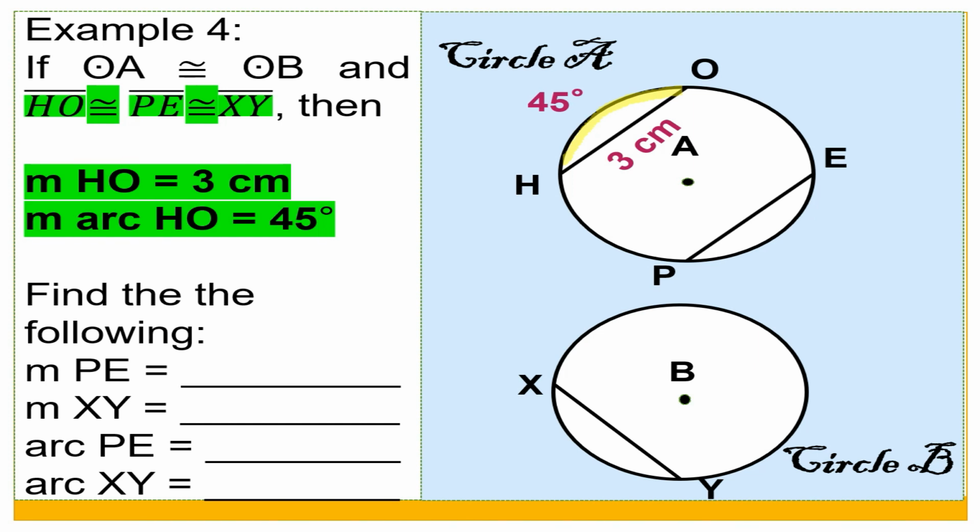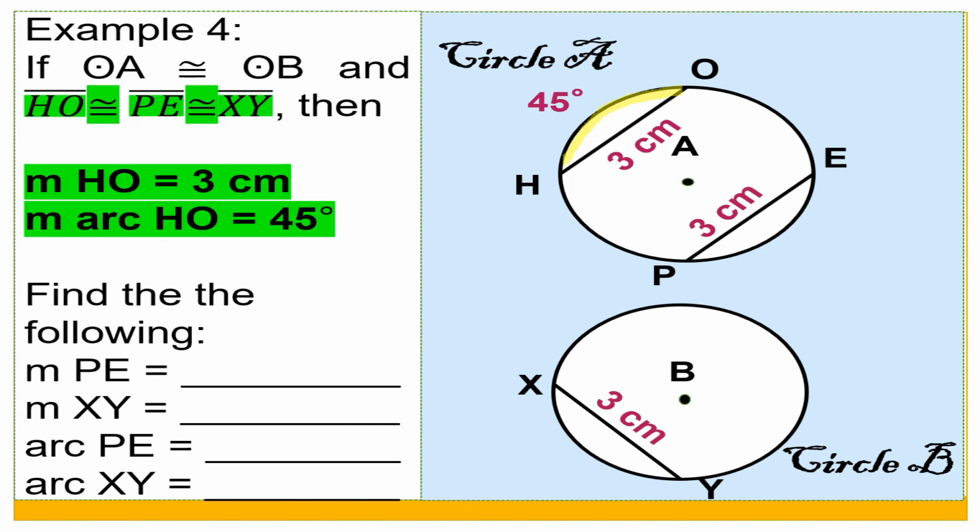What will be the measure of line segment PE? The measure of line segment PE is 3 centimeters. And the measure of line segment XY is also 3 centimeters. Because line segment HO, line segment PE, and line segment XY are congruent.